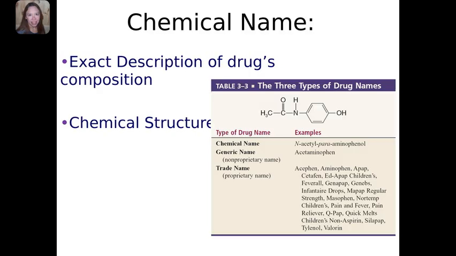So they came up with the generic name. It's a little bit easier to say. That one's still kind of hard. Acetaminophen. Well, in order to sell it to the patients, they came up with a name that sounds much better. So then you get the trade name. So of course, Tylenol. It sounds much better. It's more catchy, and more people can buy it.